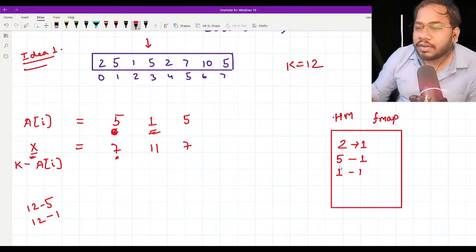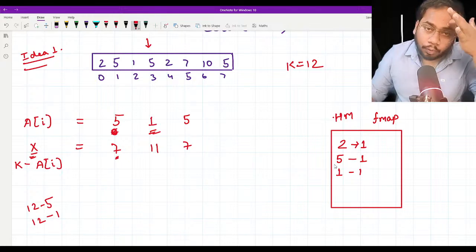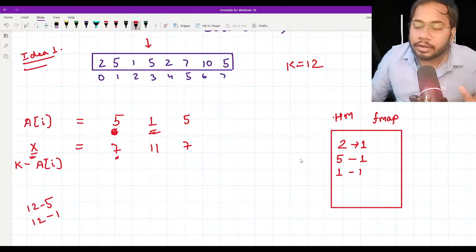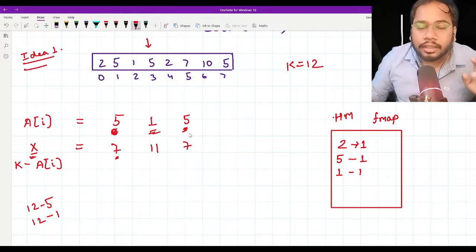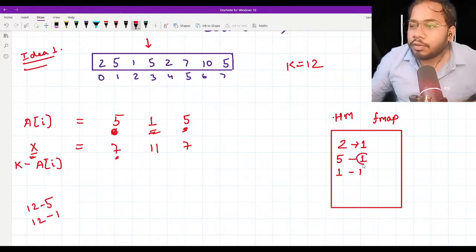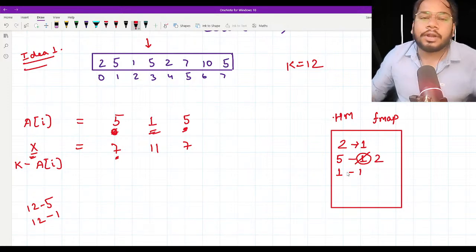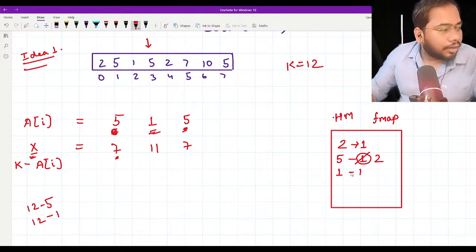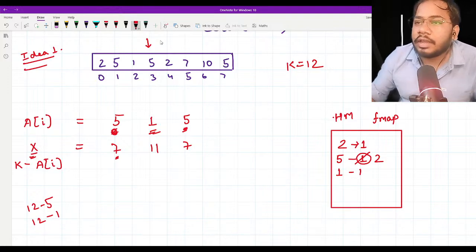Is 7 present? No, 7 is not present. So again check whether that value is present in the hash map. Yes, it is already present. So what you have to do is increase the frequency of that particular element. Okay, done. If that is done, increment this again.